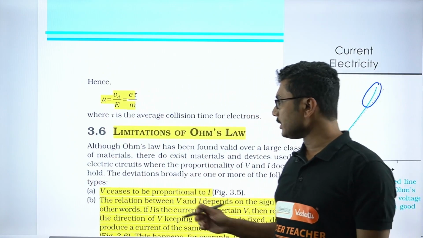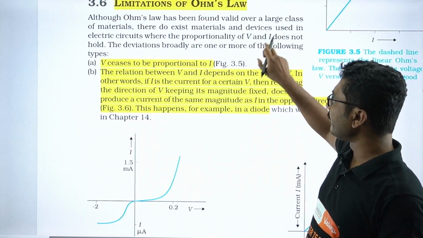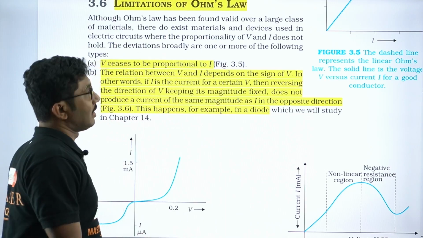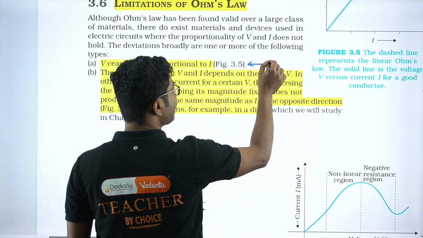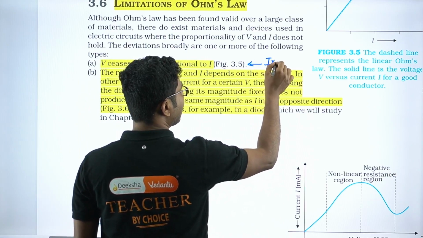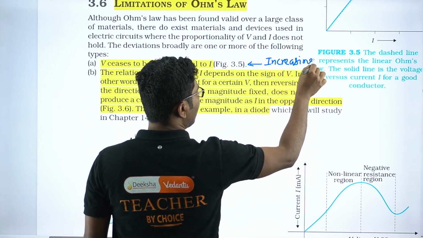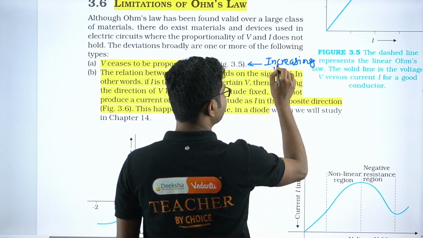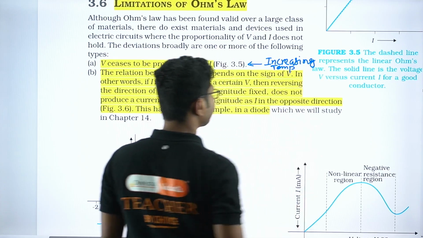So they have mentioned that in a short way, that V ceases to be proportional to I, but they have not mentioned the corresponding reason. The main reason is that this happens because of the increase in temperature. So if you are following your book, you can mention that increasing temperature is one of the reasons.